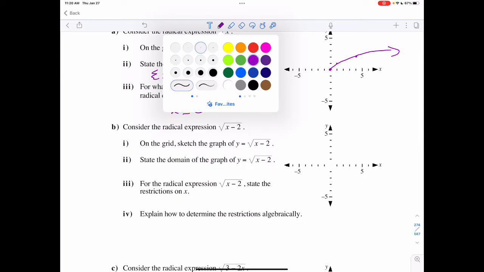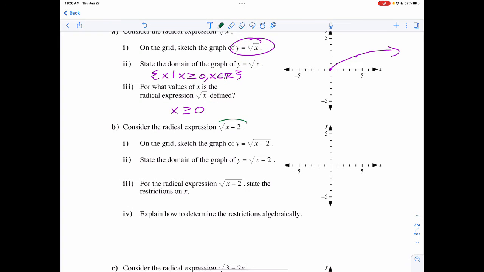Looking at the next example. If I take the square root of x minus 2, then what happens? Well, I'm going to plug it into my calculator. I look at the table and I get the points (2, 0), (3, 1), and (6, 2). It looks almost identical to the previous example we had. All that's happened is it has been shifted 2 to the right.